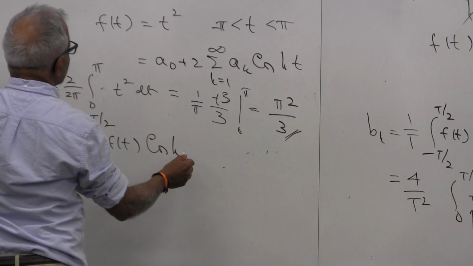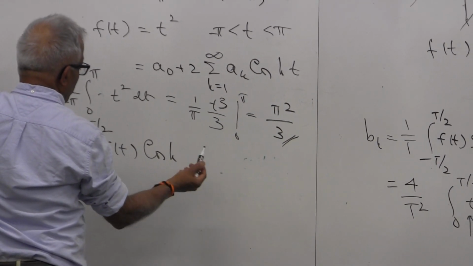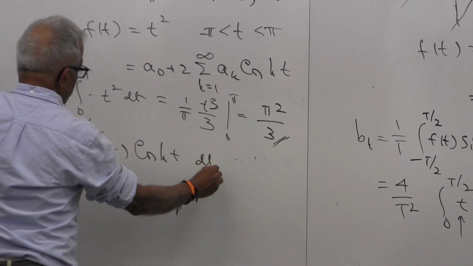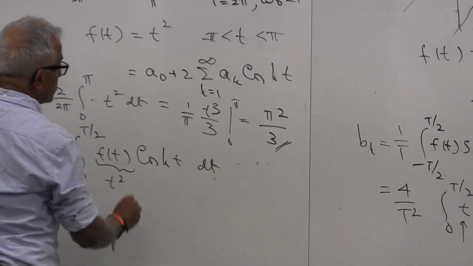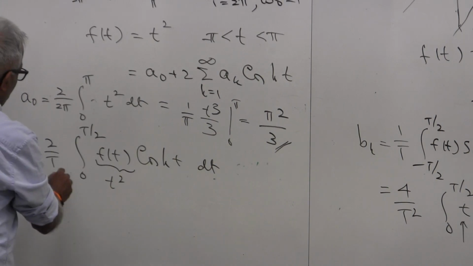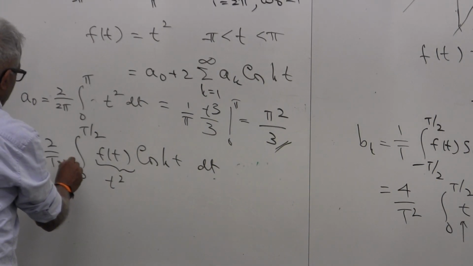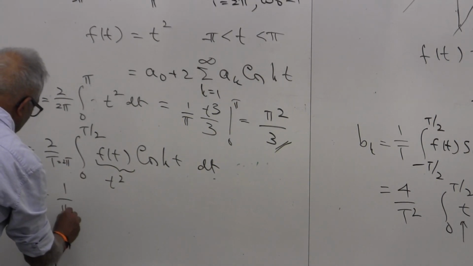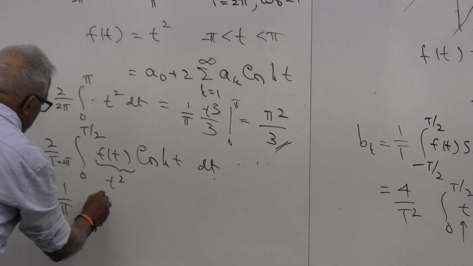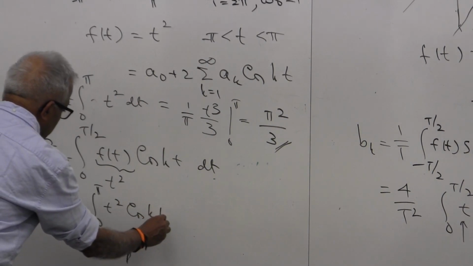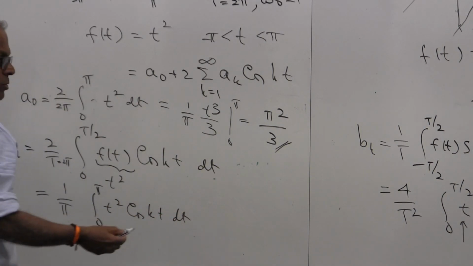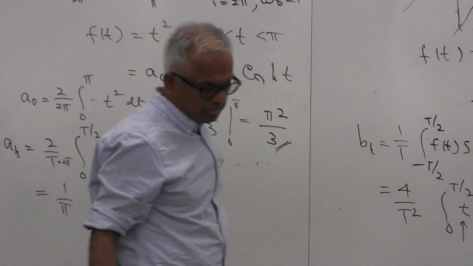Okay, and ak is 2 over T, 0 to T by 2, f(t) cos k omega naught t. Omega naught is 1, so cos kt dt. So this is t squared. 2 over T is 2 over 2 pi, so that's 1 over pi, 0 to pi t squared cos kt dt. So you just have to do integration by parts.